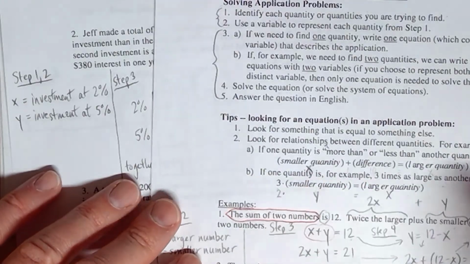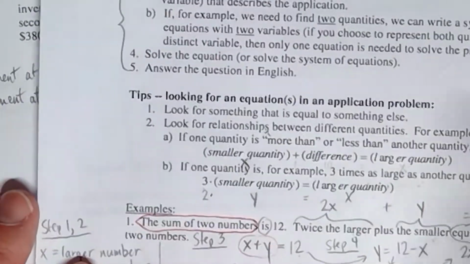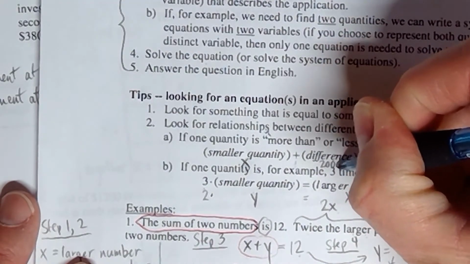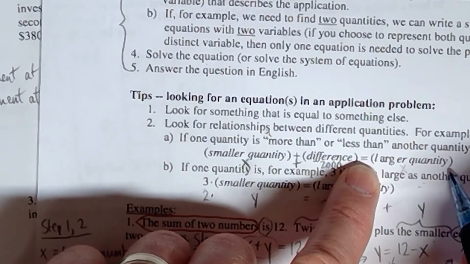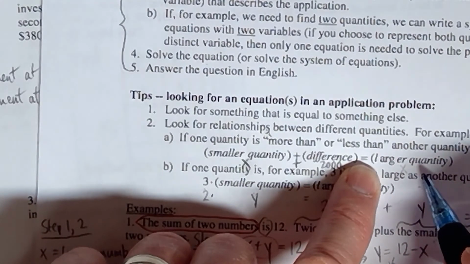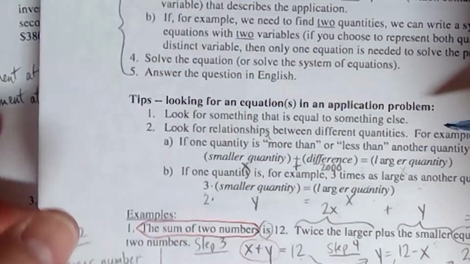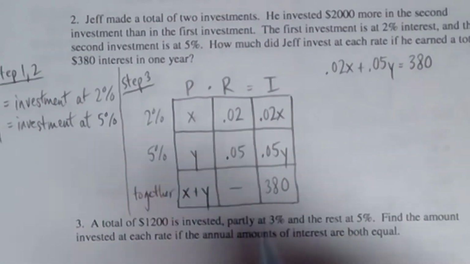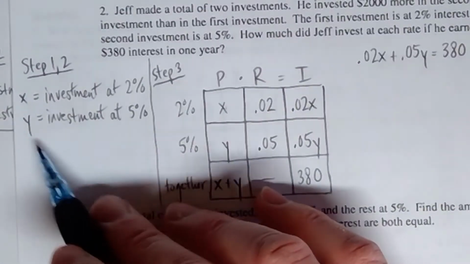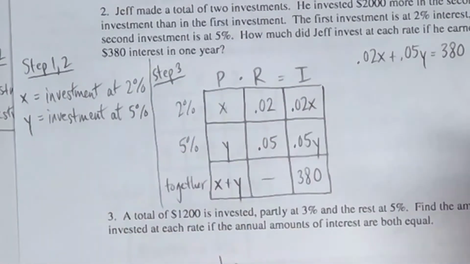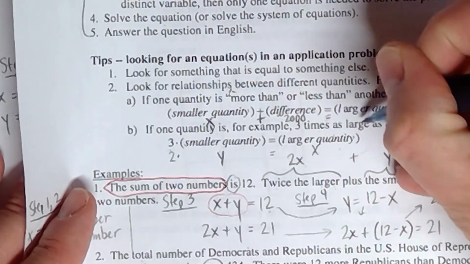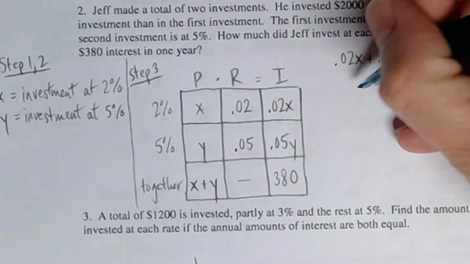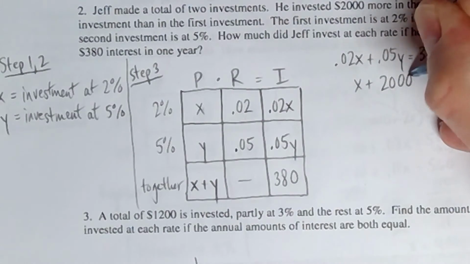And then what's the difference between the two things? 2,000, isn't it? Because it said 2,000 more than. So x plus 2,000 equals the larger of the two things being compared, and that would be the second investment, which is the y here, because they said the second investment was 5%. So that means we have x plus 2,000 is equal to y. Let's take that equation and move it over here. And we now have our two equations that we need.